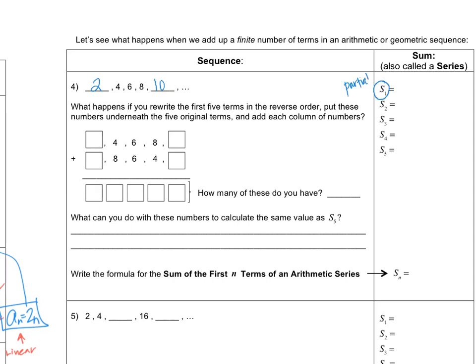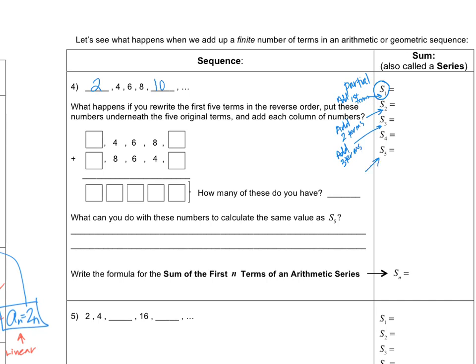So when you see S1, that just means add the first term. S2 says you're going to add the 2 terms. And so on. These are partial sums. You're going to add the first 3 terms, all the way to, we just have S5 here.